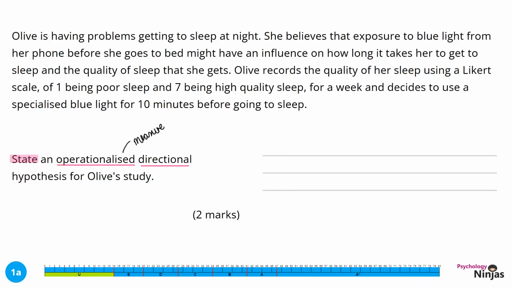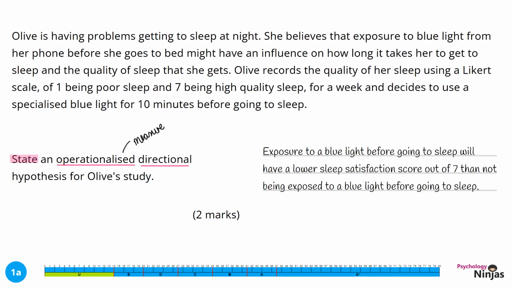Let's have a look at our hypothesis. Exposure to a blue light before going to sleep will have a lower sleep satisfaction score out of 7 than not being exposed to a blue light before going to sleep. We get our first mark for being directional in saying that there will be a lower score. We get our second mark for giving both outcomes for the IV, exposure to a blue light or not being exposed to the blue light, as well as the sleep satisfaction score out of 7, and we must say out of 7.